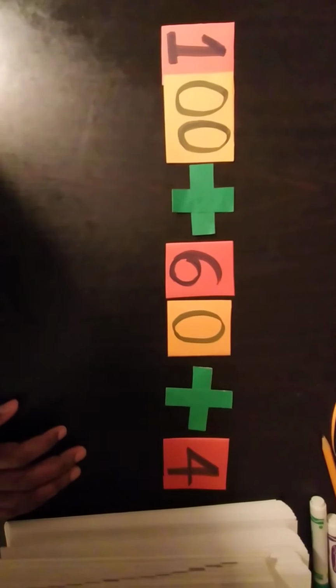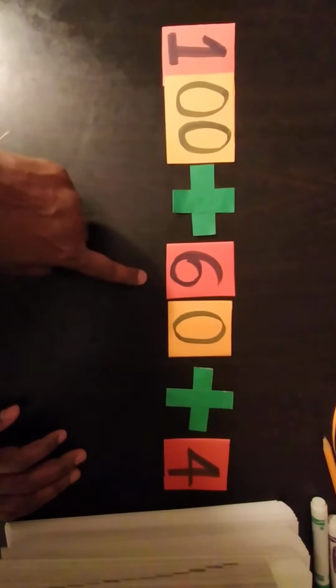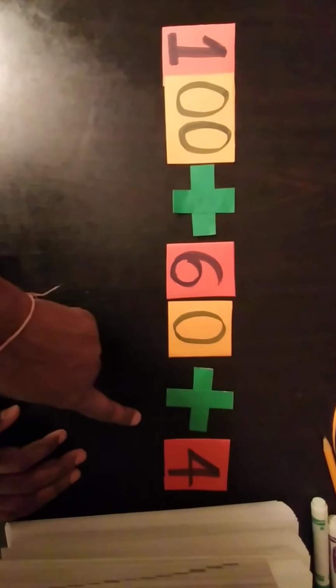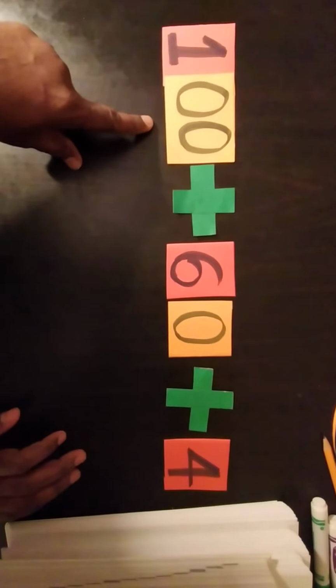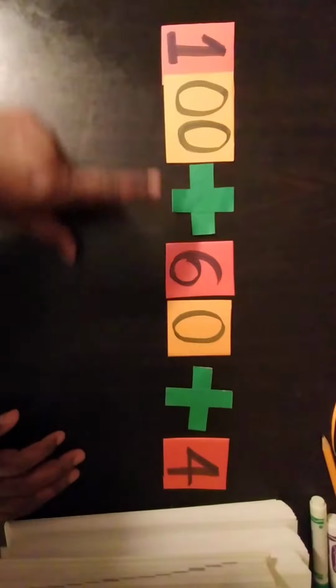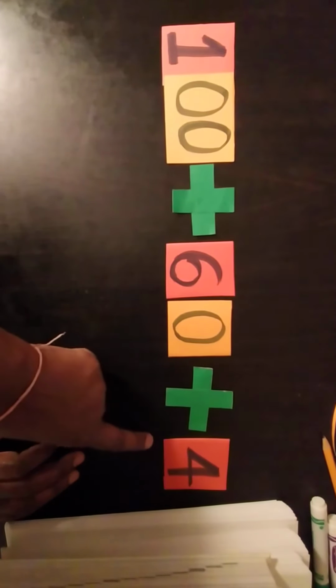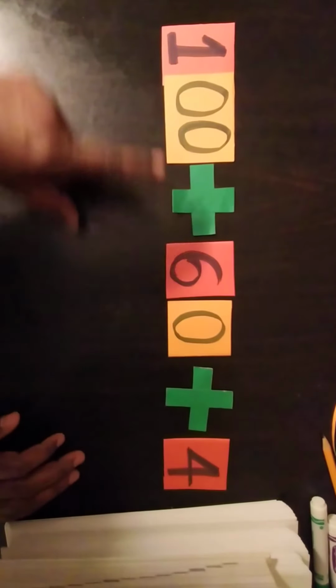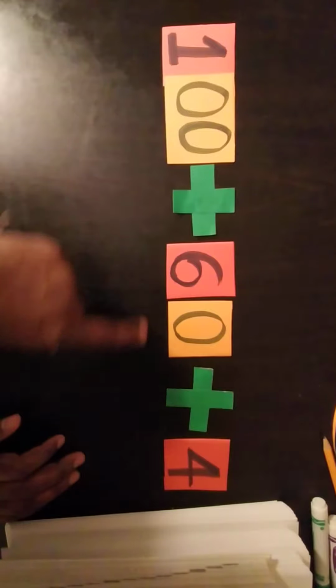Now children, supposing it is the other way round. Suppose it is the expanded form that is given to you. How will you form the number? Now you can see here we have 100 and 60 and 4. 164. That is the number that we need. 1 in hundreds place, 6 in tens place, and 4 in units place. So what do we do now?